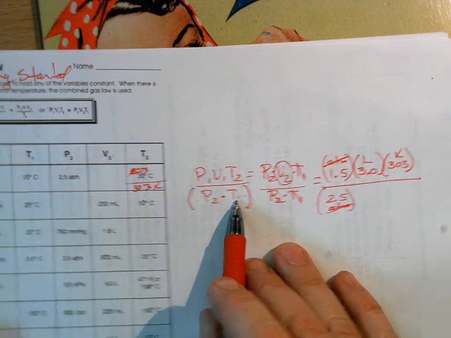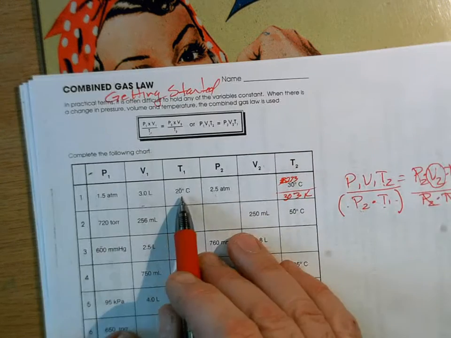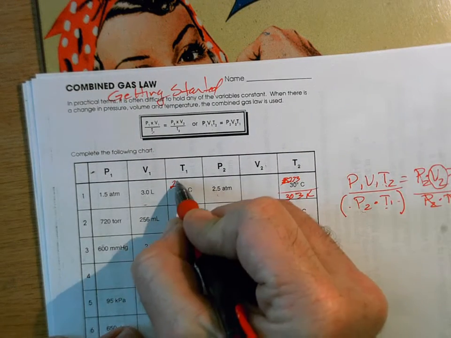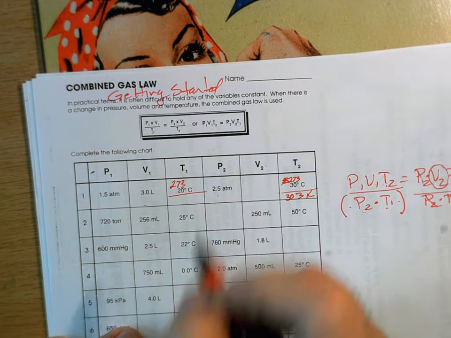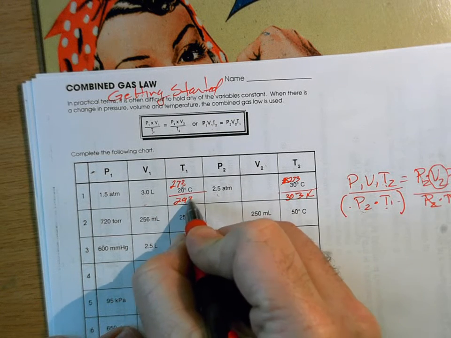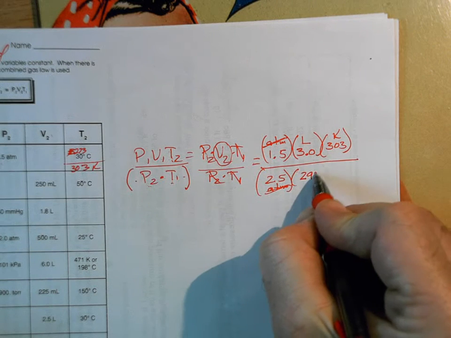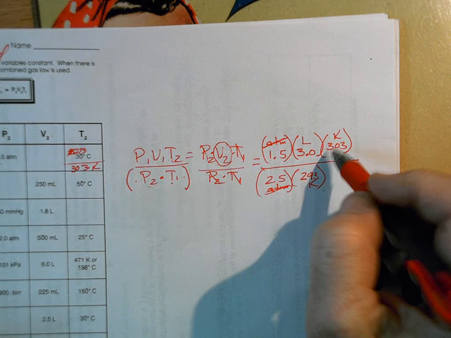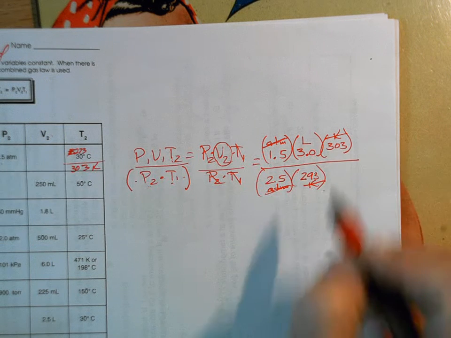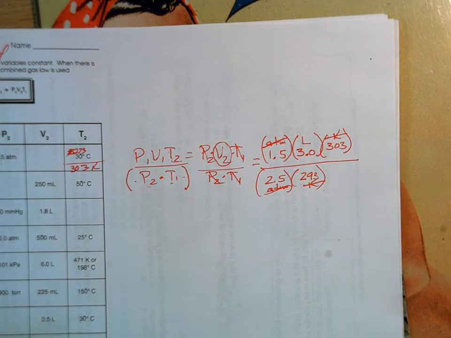Lastly, temperature 1. Temperature 1 is 20 degrees Celsius. We need to add 273 to that to change it to Kelvin, and I think that brings us to 293 Kelvin. And so we're going to divide by 293 Kelvin. So this Kelvin will cancel with that Kelvin. Our answer is going to be in liters.